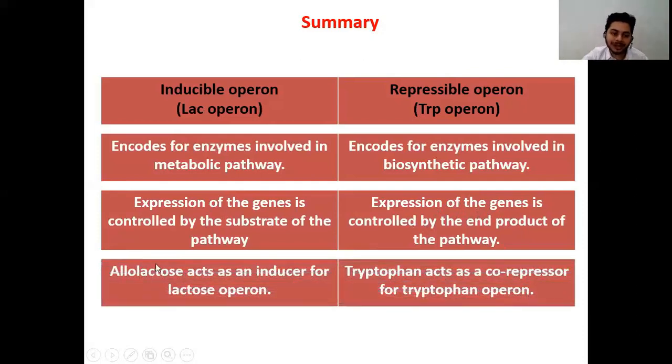Third differentiation point: lactose, in the form of its isomer allolactose, acts as an inducer for the lac operon. So it helps in the expression of the lac operon. If allolactose is there, the lac operon is going to work. Tryptophan, on the other hand, acts as a co-repressor. It means that when tryptophan is present, it acts as a repressor and does not allow the functioning of the tryptophan operon. So lactose acts as an inducer, while tryptophan acts as a repressor. These are a few differences between the lac operon and the tryptophan operon within the two major categories, inducible and repressible operons.